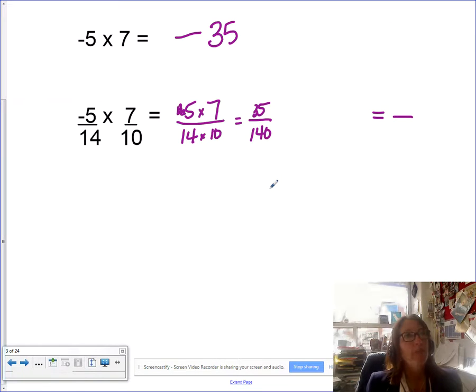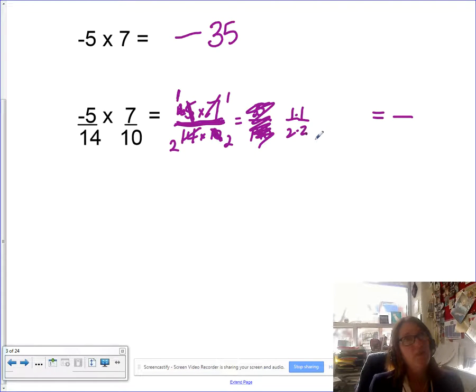But if you happen to notice that once you have all multiplication taking place in the numerator and denominator, you can simplify before you even multiply. Remember doing this? 5 and 10 share a factor of 5 because 10 is 5 times 2. So if I take the numerator and the denominator and divide out that 5/5, I'm left now with a 1 and a 2. The same thing happens with the 7s, and I end up with 1 times 1 on top and 2 times 2 on the bottom, which is 1/4, and it has to be negative.